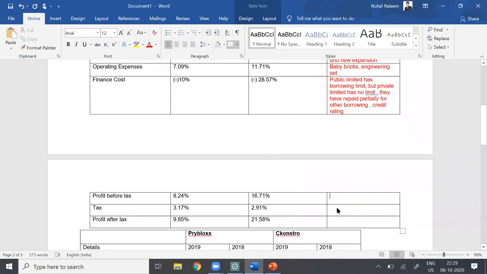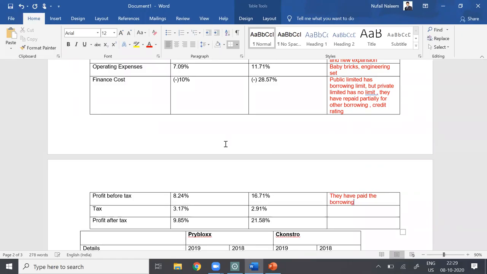Okay, so Lily, can we start with the profit before tax, yes or no? If you observe the profit before tax, this company has better growth because they have settled their loan, agree or not agree? They have paid the finance cost, agree or not agree? They have paid the borrowing of the previous year. So anyway, what will happen is it will go down. Agree or not agree, Lily? Agree. That is very much clear.